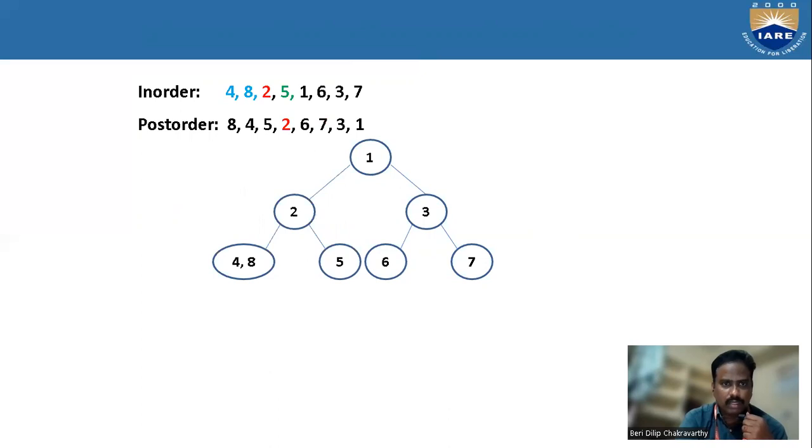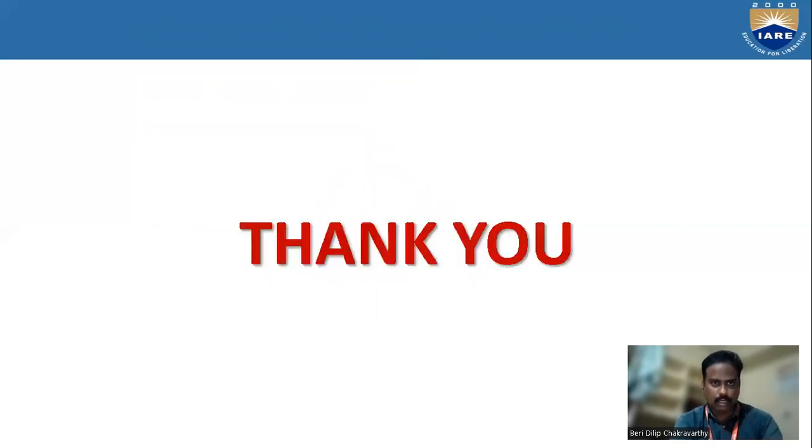Similarly for 48, which comes last? 4 comes last. Okay. So in order, right side is 8. That means 4's right child is 8. Okay. In this way, we are going to construct the tree if in order and post order is given. Okay. I hope it is clear. Okay. So thank you.